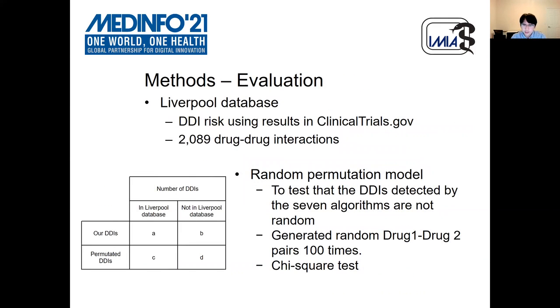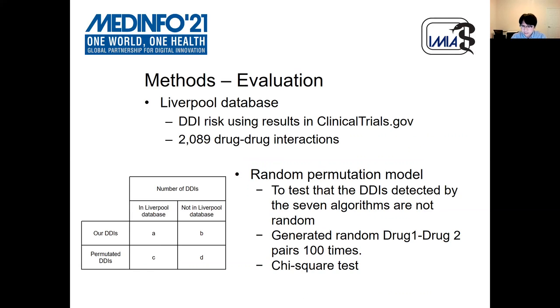In order to evaluate whether our potential DDIs in patients with COVID-19 are previously known or novel, we constructed the gold standard dataset. We used the Liverpool database, which is created based on drug-drug interaction risk using results in clinical trials. The Liverpool database is a COVID-19 specific database, which contains 2,089 DDI information.